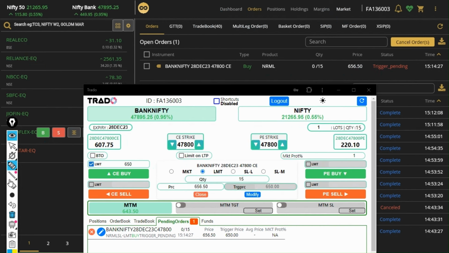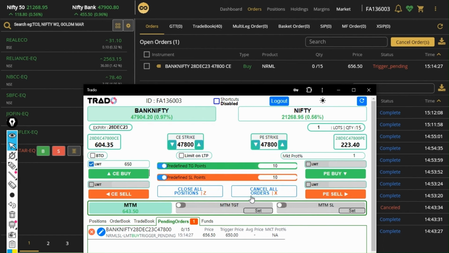If I turn on market, then see, price and trigger price are not editable now. If you modify it, your order will get placed at whatever live price is going on. And if I select limit, then only the price section is enabled, and only you can edit that one. Like if I want to edit it to 500, I will simply modify it. See, this order is a limit order.